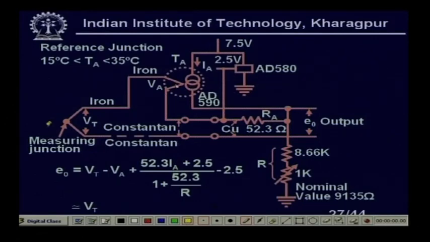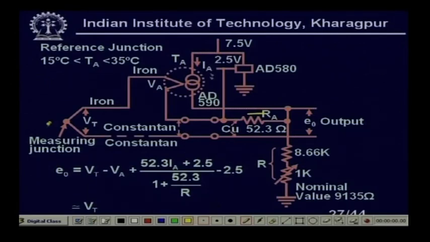And this is iron, this is constantan, and this is also constant, and this iron constantan. Actually, the scheme is for an iron constantan thermocouple. This is true for any thermocouple. Only you will find the value of R A will change. As the thermocouple changes, this value of R A will change, right. Otherwise, it is the same circuit everywhere. That means this 52.3 will be different for different thermocouples. I will show you the different charts.